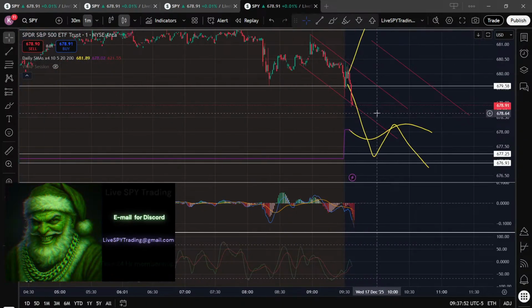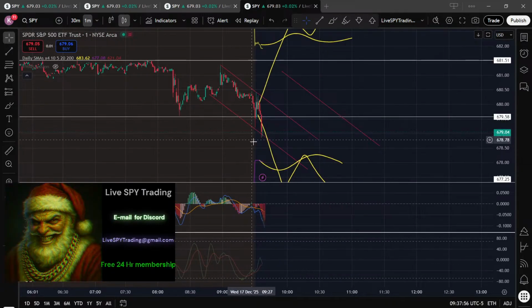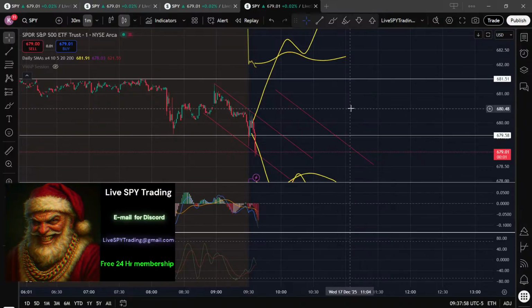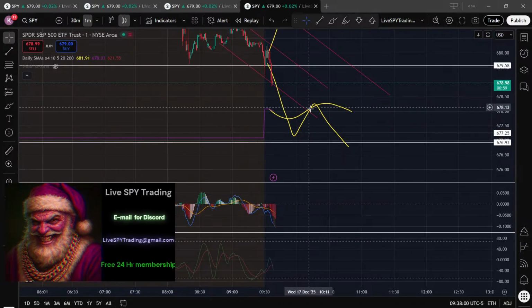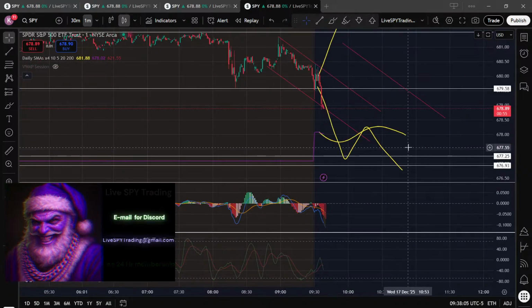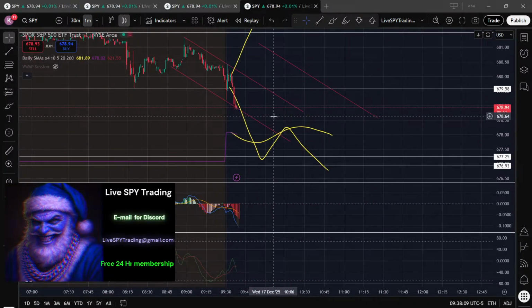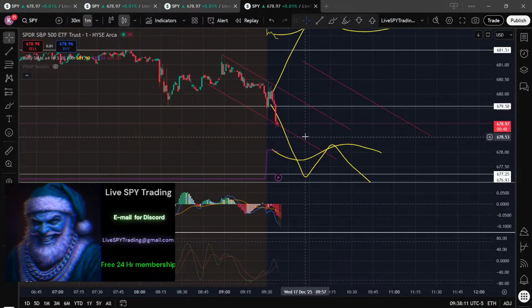Okay, so we're looking to see if we bounce off the 20, or if we break, retest it, and then reject it. That's what we're looking to see. Based on a balance of probabilities, the 20's probably on the menu here.